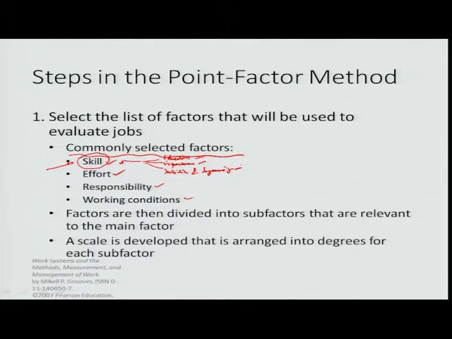So in a way, instead of just confining yourself, as you did in the factor comparison method, to only the universal factors, you are now going into a domain which gives you some flexibility in applying this universal ranking mechanism of skill, effort, responsibility, and working conditions in terms of subdomains. Subdomains can be more important in defining a proper wage structure in comparison to the main domain.